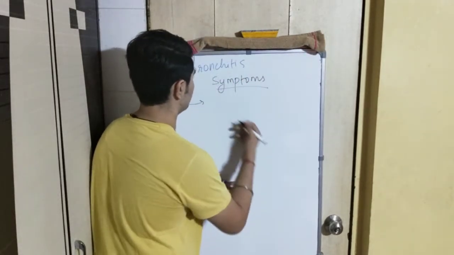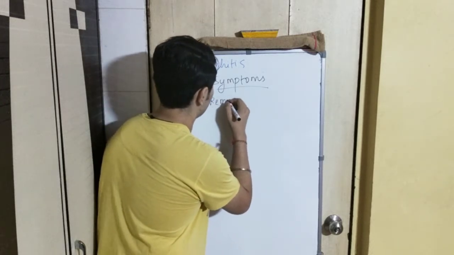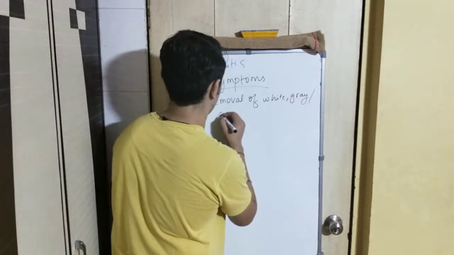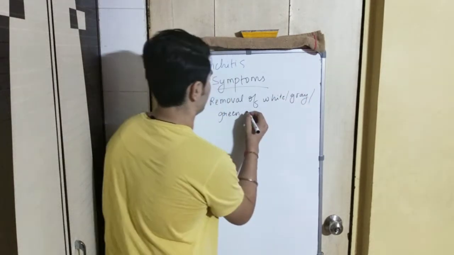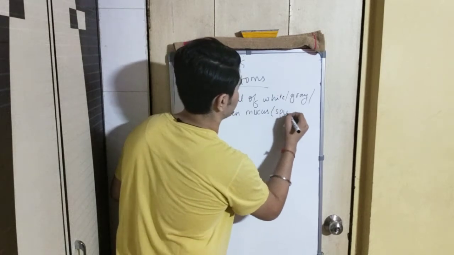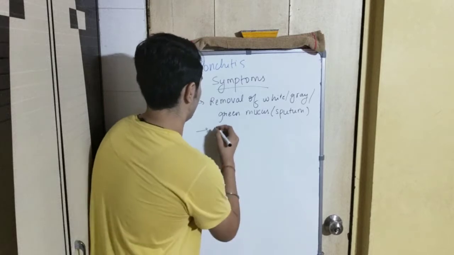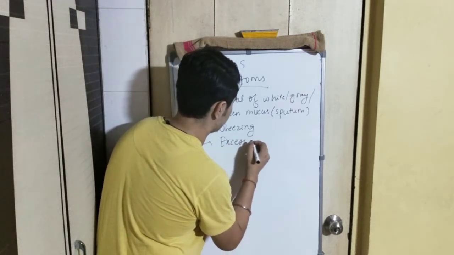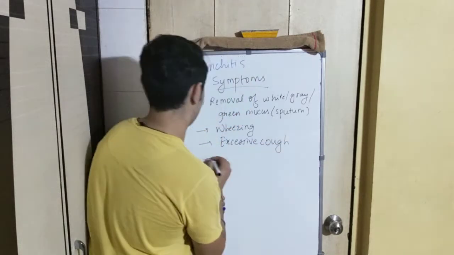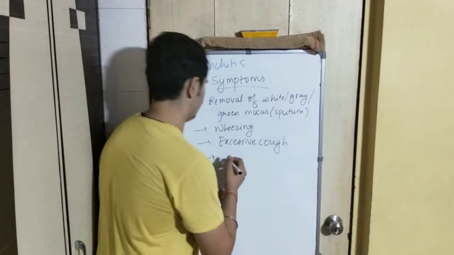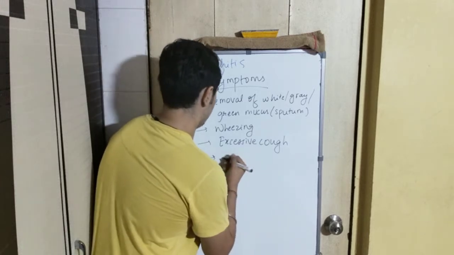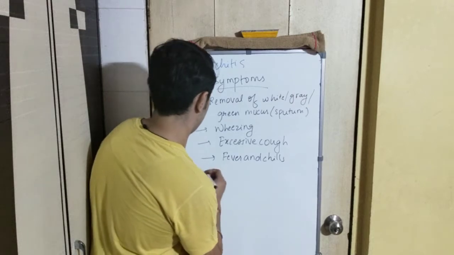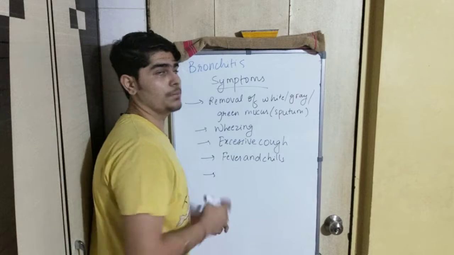Symptoms. So the symptoms are removal of white, gray or green mucus, that is sputum, then wheezing, excessive cough. These are all the symptoms of bronchitis. There are many symptoms. So fever and chills, and you first copy it down.